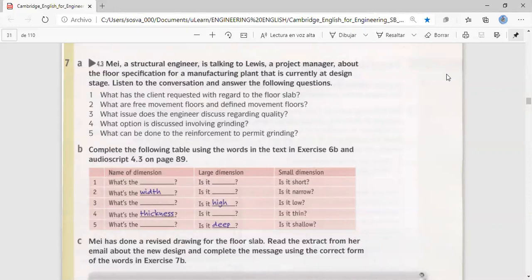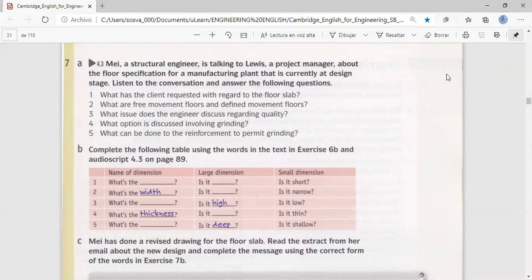Number two, what are free movement floors and defined movement floors? Number three, what issue does the engineer discuss regarding quality? Number four, what option is discussed involving grading? And number five, what can be done to the reinforcement to permit grading?